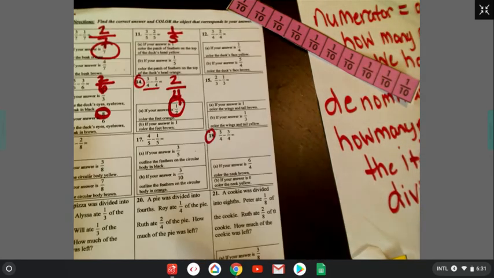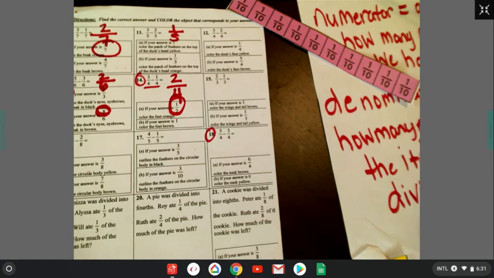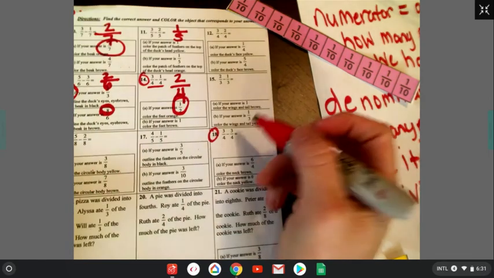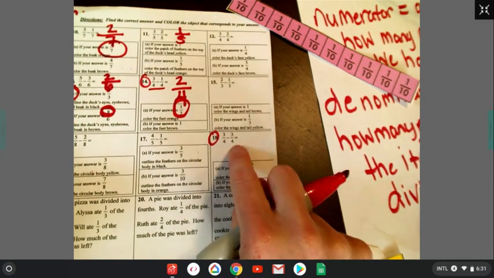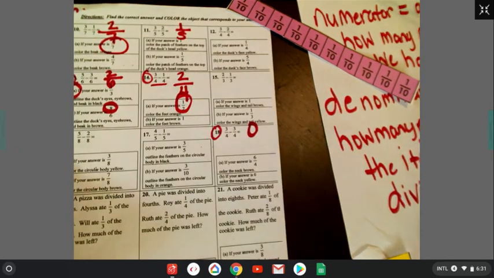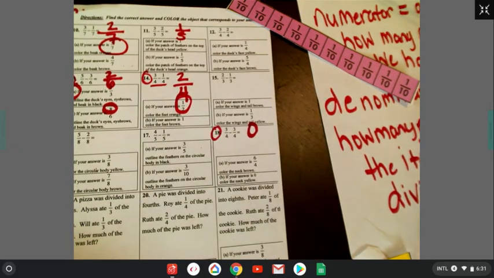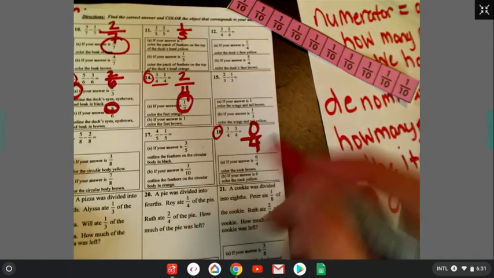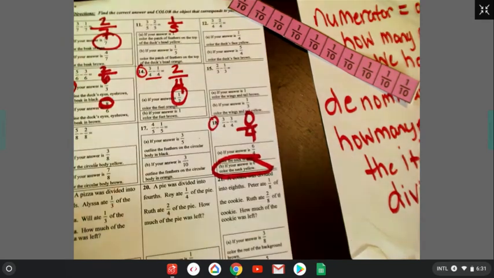Now, this one might be a little tricky because I said we weren't going to subtract denominators, and we're not. But in this instance on 18, I have 3/4 minus 3/4. Well, that's going to give me 0. 3 minus 3 is 0. So instead of doing 0 over 4, I'm just going to do B, which is 0.